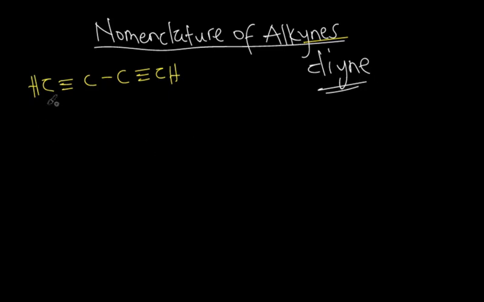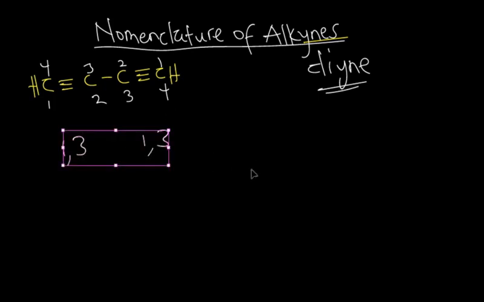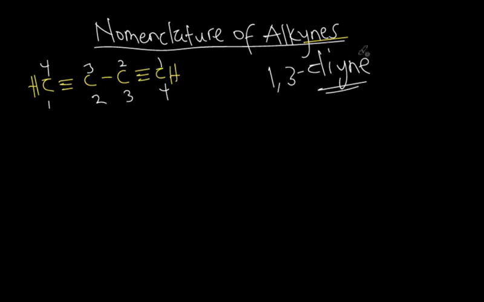Now we have carbon 1, carbon 2, carbon 3 and carbon 4. It doesn't matter where we count from in this example because it will still be the same. 1, 2, 3, 4. If it is this way, we have a triple bond on carbon 1 and another on carbon 3. In this direction too, we have one on carbon 1 and one on carbon 3. So it doesn't really matter in this example. It means we have triple bonds on carbon 1 and carbon 3, so we have 1,3 diene as our ending.